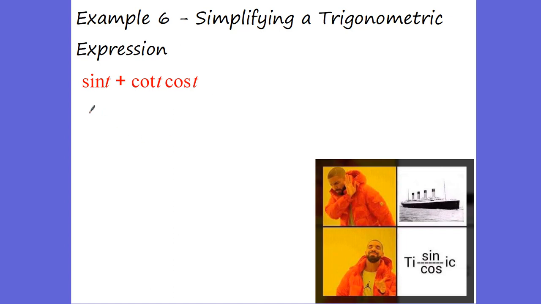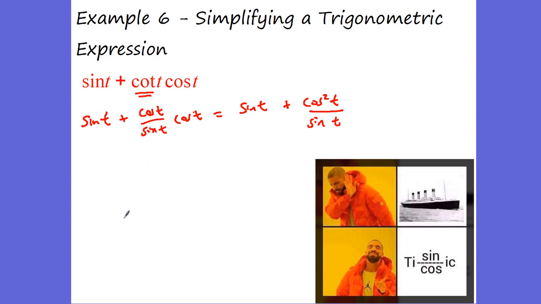So we have sine of t plus, and remember that reciprocal identity or that quotient identity, what was cotangent of u equal to? It's cosine over sine, isn't it? Times cosine of t. Okay, so now what am I left with? I'm left with sine of t plus cosine times cosine, which is cosine squared of t over sine of t. Okay, now do you see how all I did was I changed this cotangent of t into cosines and sines, using that identity.